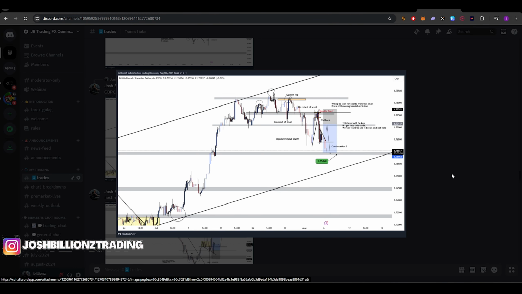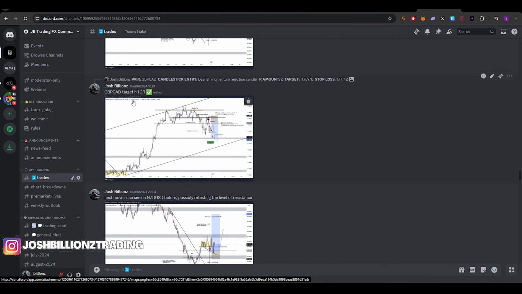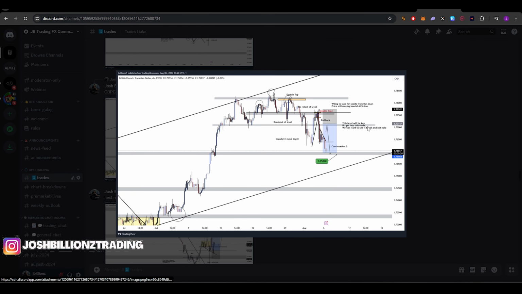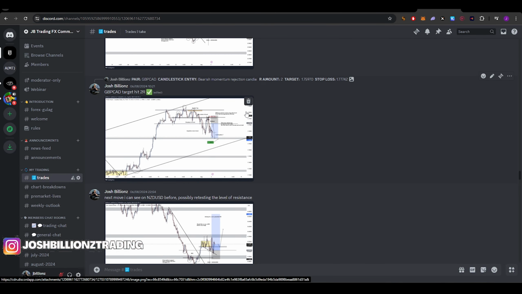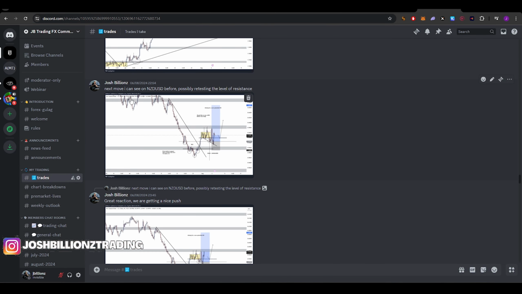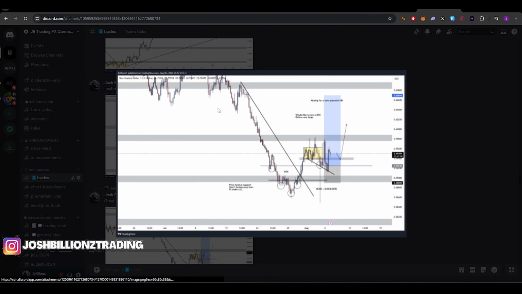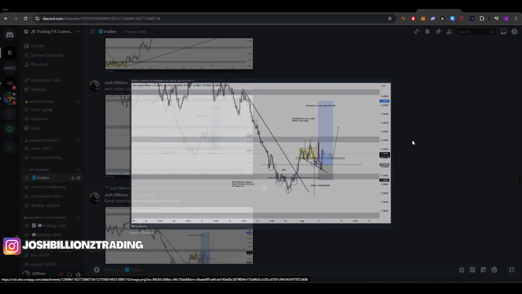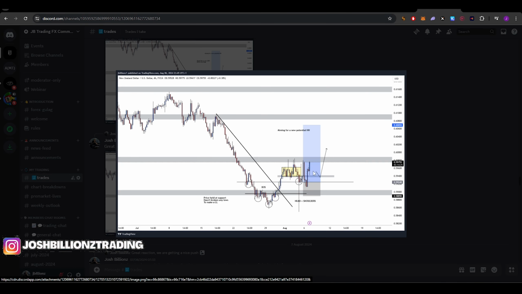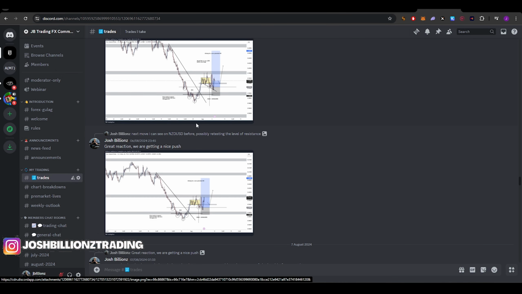I'm not showing you this trade in this video, but GBP CAD, as you can see there, nice 2R. Just to show you that I do this. This is me whilst I'm managing it. I'm sending it to my Discord. Next move I can see on New Zealand US dollar before possibly retesting the level of resistance. And then obviously we got that great push here. So I'm just showing all the updates whilst I'm in it.